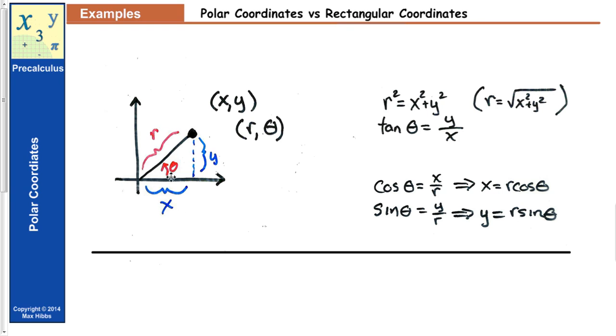So let's think of this angle theta as an angle in this right triangle, and the cosine of an angle in a right triangle is adjacent side divided by hypotenuse. The adjacent side is x, the hypotenuse is r, so the cosine of theta is x divided by r. Now if we take that little equation and multiply both sides by r, we'd have r cosine theta is equal to x, or we'll write it as x is equal to r cosine theta.